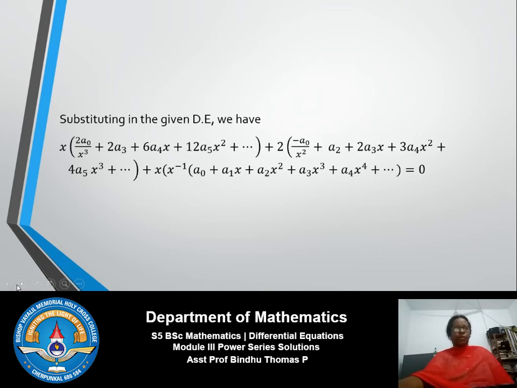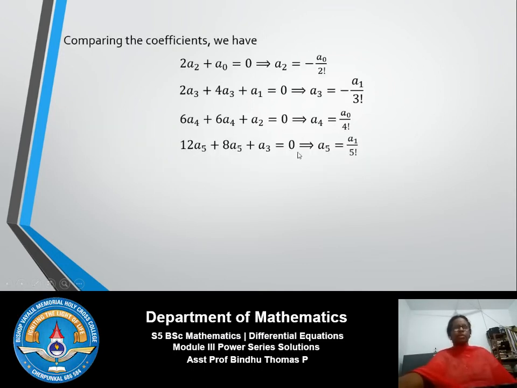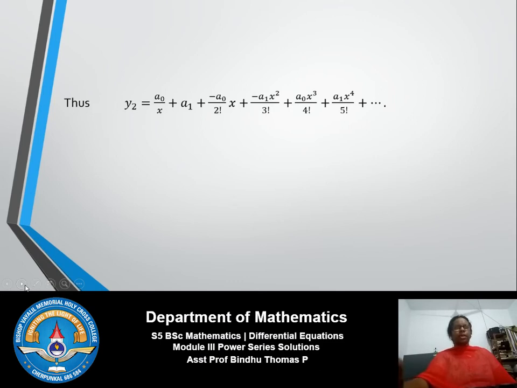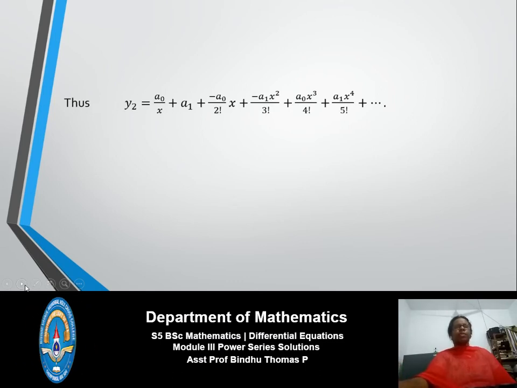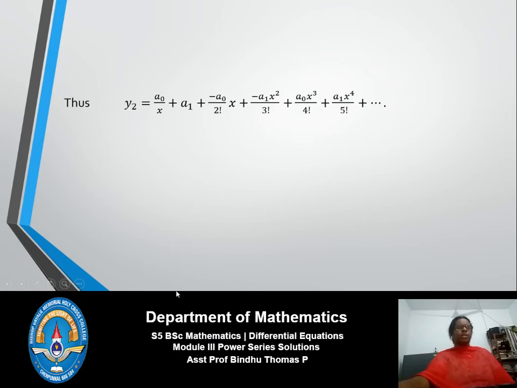Further, coefficient of x cube, that is 12a5 plus 8a5 plus a3 equal to 0 implies, in a similar way, we have a5 equal to a1 divided by 5 factorial. Substituting this a0, a1, a2, a3, a4, a5, etc., we have a solution for m2 equal to minus 1 in terms of coefficients a0 and a1. That is y2 equal to a0 by x plus a1 plus minus a0 by 2 factorial x plus minus a1 by 3 factorial x square plus a0 by 4 factorial x cube plus etc.